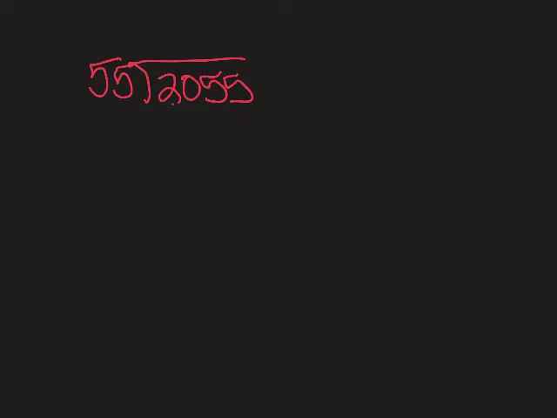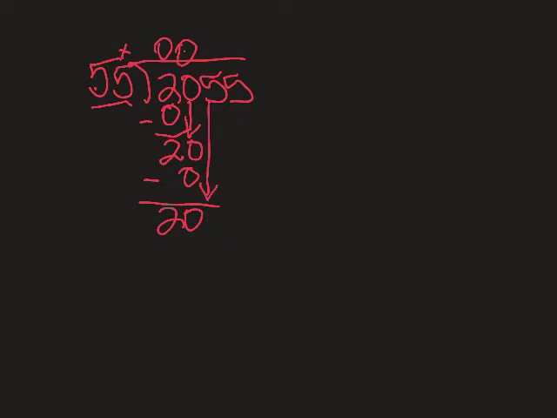I know that 55 will not go into 2. It's too big. Okay? So I'm going to put a 0. So now I go 55 times 0, which is 0. So now I subtract: 2 minus 0 is 2. Now I bring down my 0. 55 still won't go into 20. It's too big. So I put a 0. Okay? So now I go 55 times 0, which is still 0. And I get 20. Now I'm going to bring down this 5.